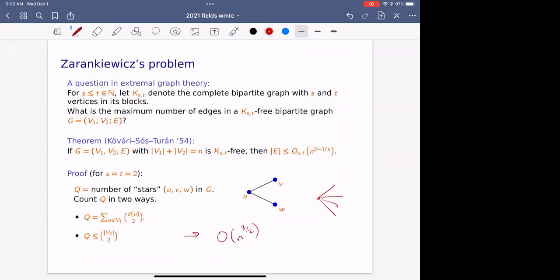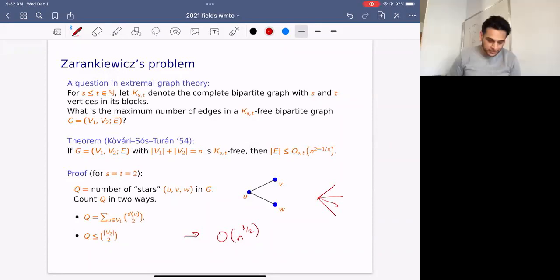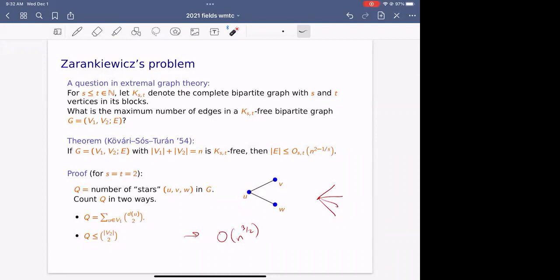Okay. Are there any questions? Wait, I missed why you used the fact that it was K_{s,t}-free. Sorry. Yes, it's being used here. So, for example, if I pick two vertices, there's at most one vertex u that I can pick, which is saying Q is at most |V2| choose 2. Okay, yeah, thank you.